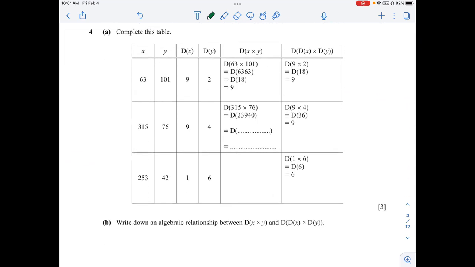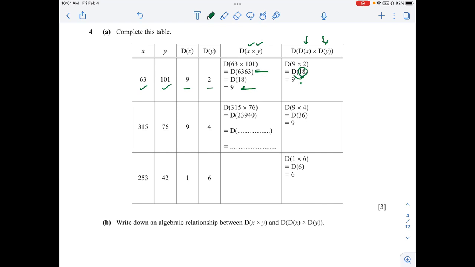Coming to question number 4. He has given x as 3, y as 101. Digital root of x is 9. Digital root of y is 2. Then he multiplied x and y and got a new number, and found its digital root as 9. He multiplied the digital roots themselves, got 18, and found the digital root of that answer. He got 9.